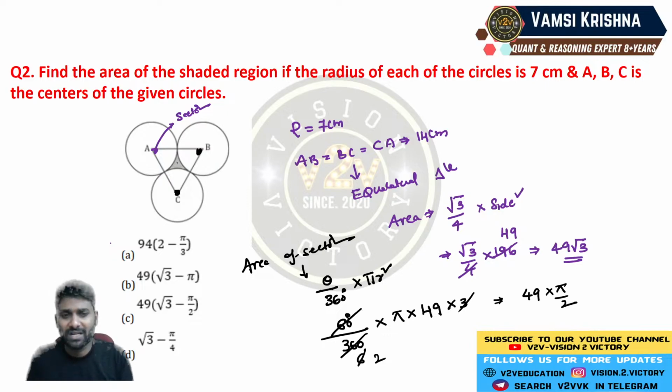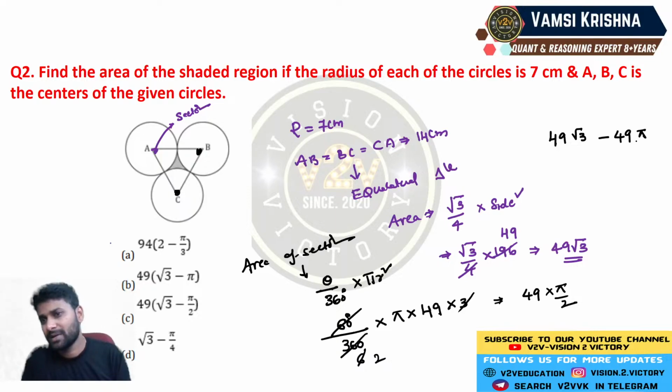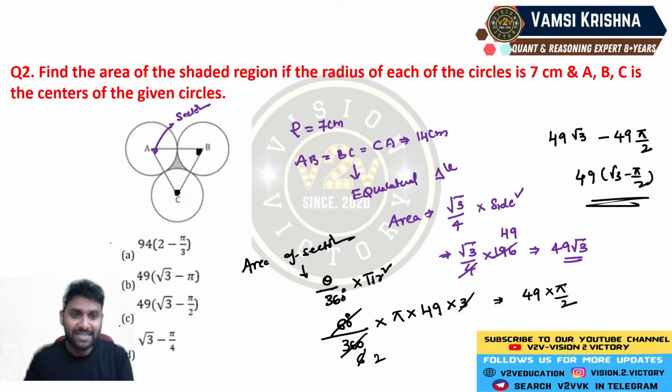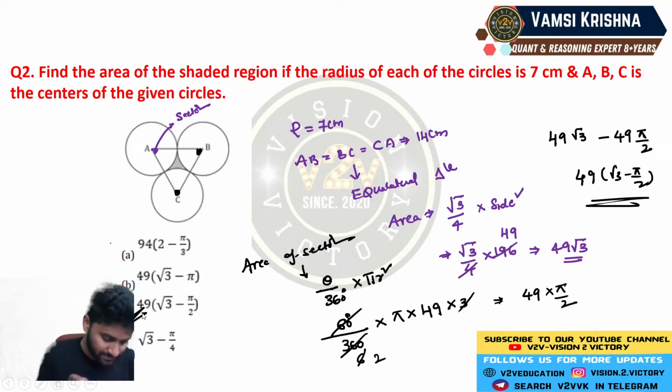Now what does the shaded region mean? Just subtract those values. See, area of equilateral triangle, 49 root 3, is subtracted from area of sector, 49 multiplied by pi by 2. 49 is common, your answer is root 3. You should understand the information, that is most important. Yeah, this is the most important and one of the previous year questions.